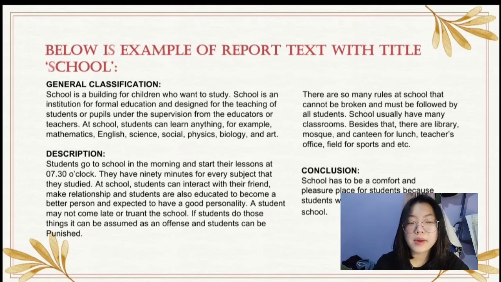School usually has many classrooms. Besides that, there are a library, mosque, and canteen for lunch, teacher's office, field for sports, etc. School has to be a comfortable and pleasant place for students because students will spend most of their time at school. So from the text, we know that the first paragraph is the general classification of the school report text.